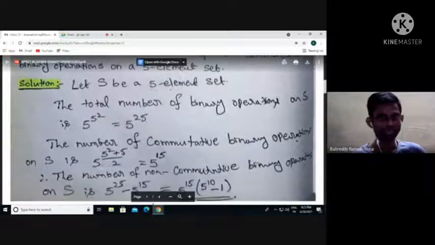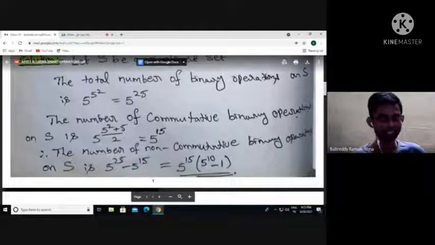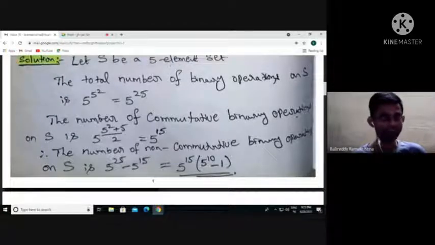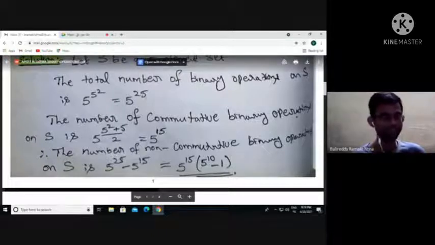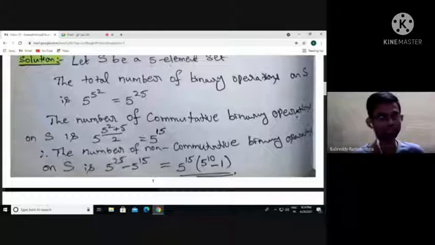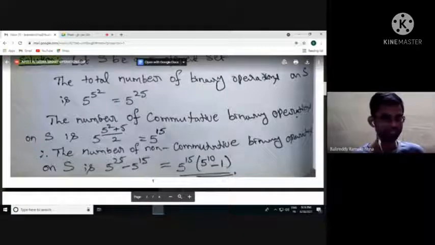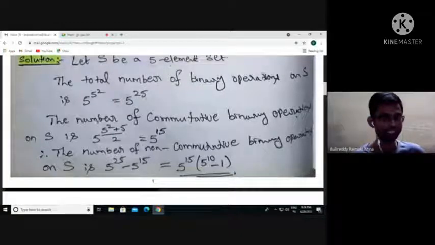So here we can find the number of non-commutative binary operations is given as the total number of binary operations minus the number of commutative binary operations. That is nothing but 5 to the power 25, the total number of binary operations on a set with 5 elements, minus 5 to the power 15, the number of commutative binary operations on a set with 5 elements. On simplification, this is equal to 5 to the power 15 into (5 to the power 10 minus 1). So this is the number of non-commutative binary operations on a set with 5 elements.